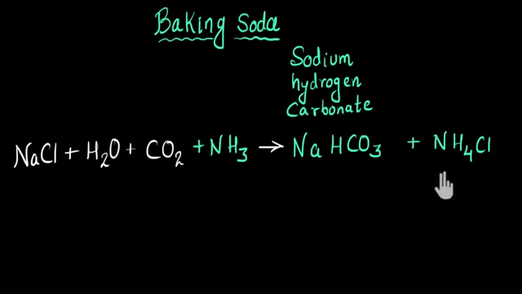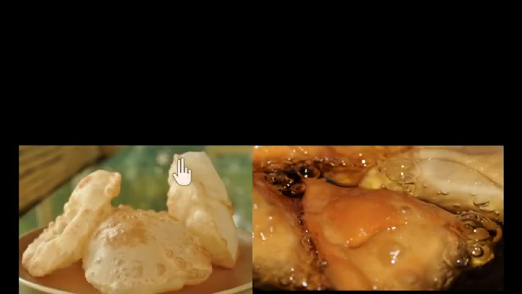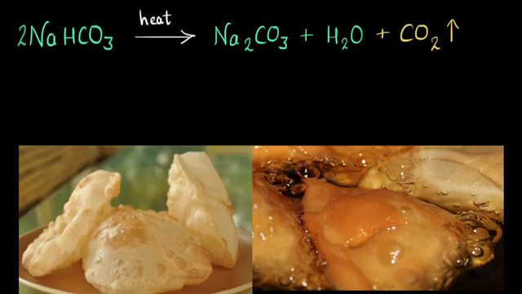Now let's look at the common uses of baking soda. So we use baking soda to make puffed bhaturas or samosas. And puffed basically means inflated with gas. Now see how this is done is, we mix some baking soda in the flour. Flour basically means atta. Now when this is deep fried, the baking soda gets heated up and it decomposes to give carbon dioxide gas. The reaction looks something like this. Baking soda on heating will decompose to give sodium carbonate, Na2CO3, water, and carbon dioxide gas is released.